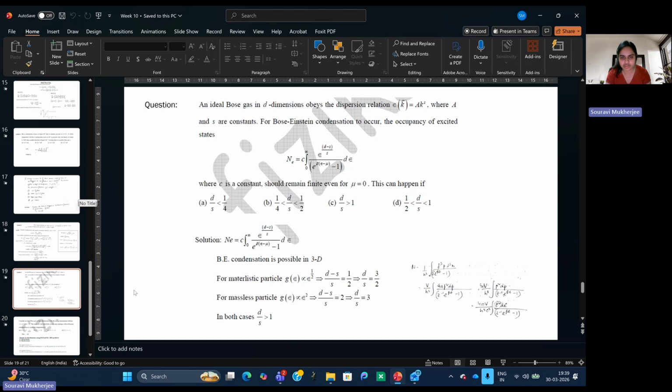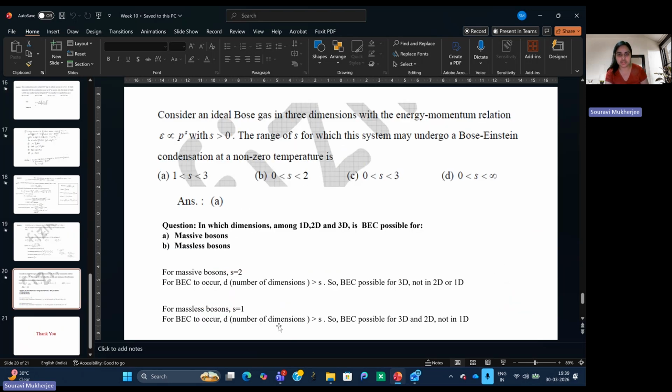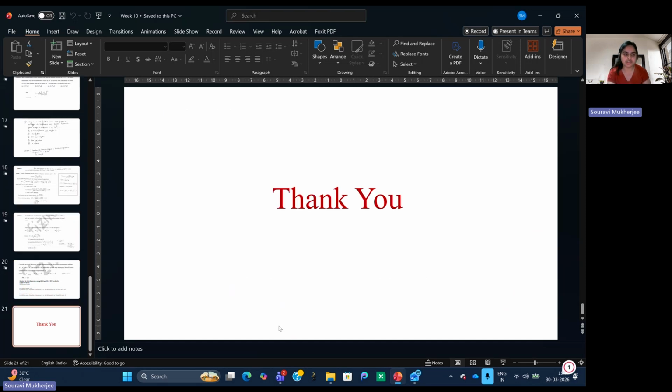This question is actually quite standard. D by S should be greater than 1. It tells you where Bose-Einstein condensation is possible and where it is not possible. So these are some of the main things from today's discussion.